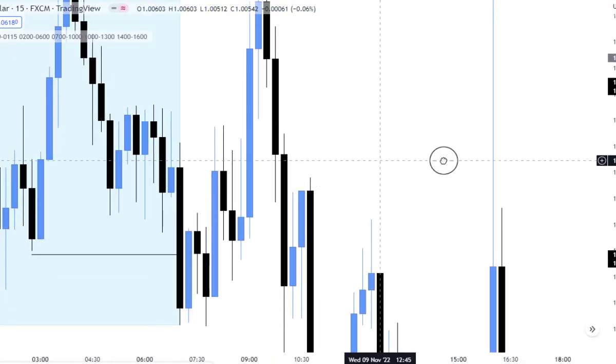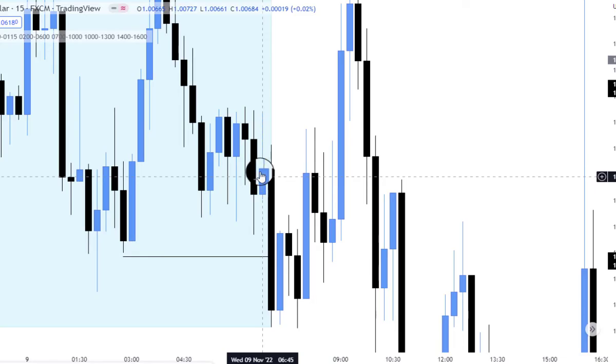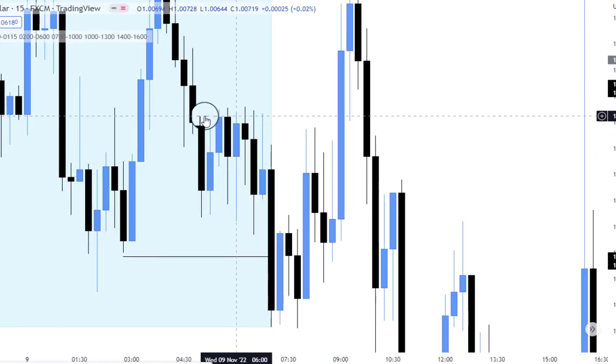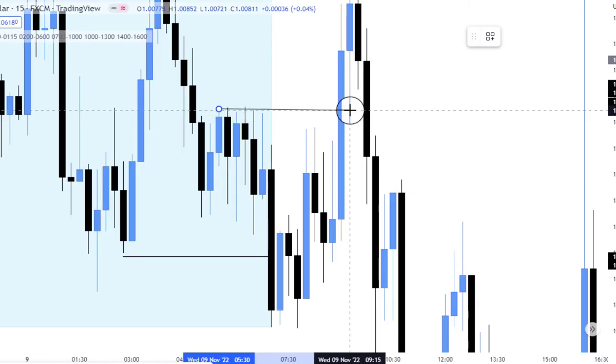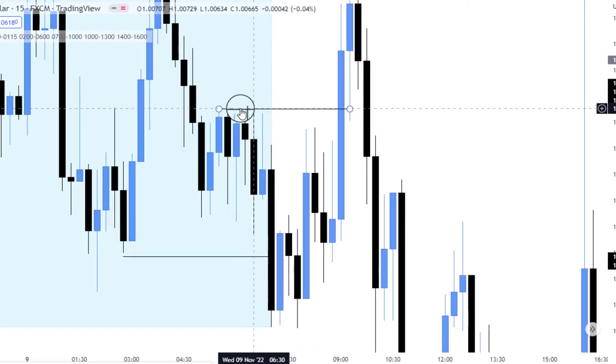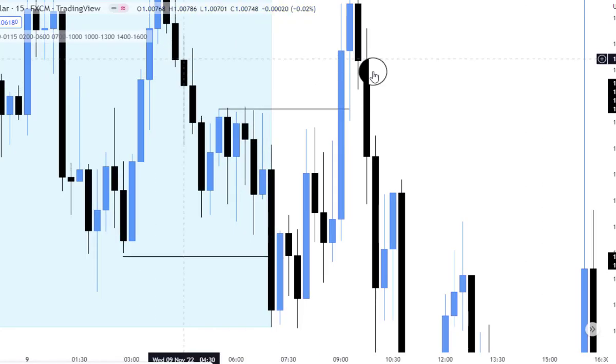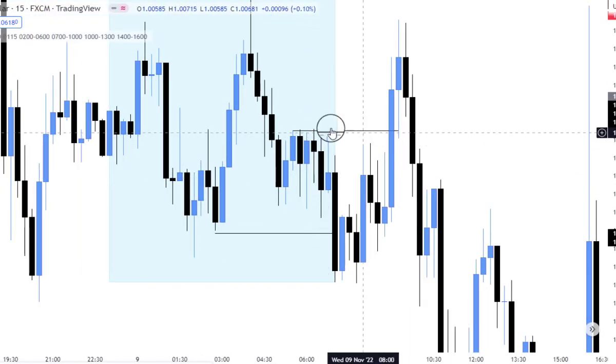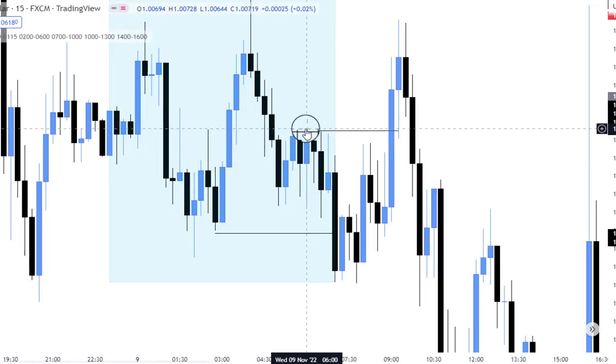And then some of you will be asking, why not this? Because there's an equal high here. So the institutions will run the liquidity residing above these relative equal highs. They are called buy-side liquidity, and this is a liquidity void. So look at what happened. Price traded above this relative equal high.